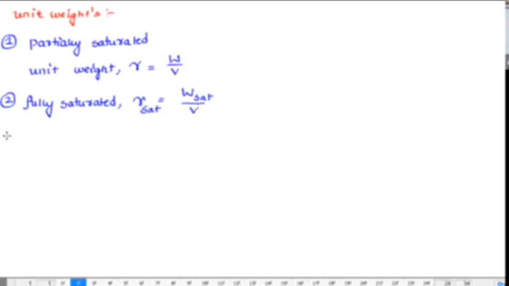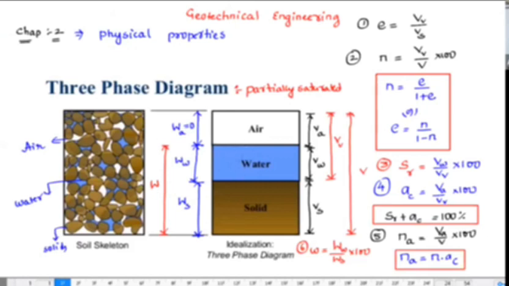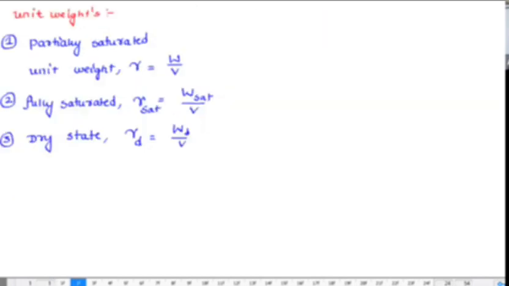And the dry state, gamma d: dry weight by volume. What is the meaning of dry weight, my dear? If you dry the soil, then the only weight you are going to see is the solids, right? So dry weight is nothing but the weight of solids by volume. Yes. And apart from the three unit weights, there is one more unit weight known as the submerged unit weight.